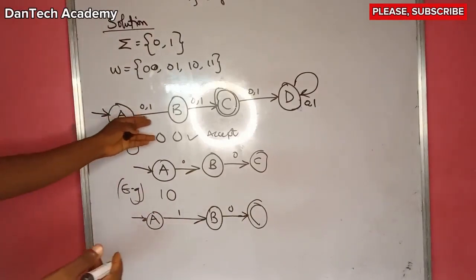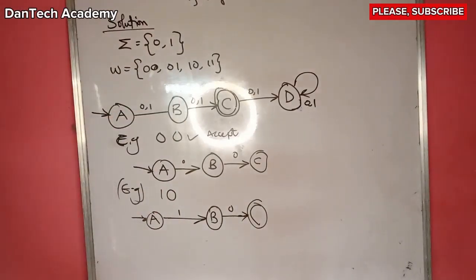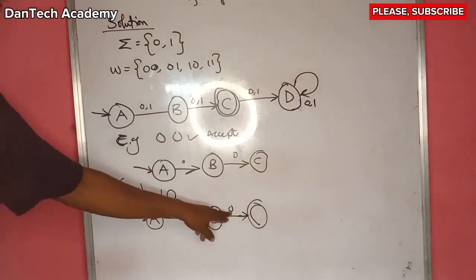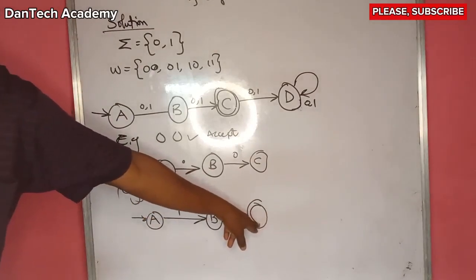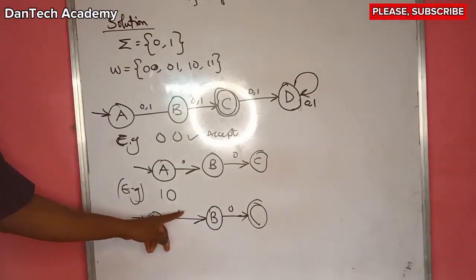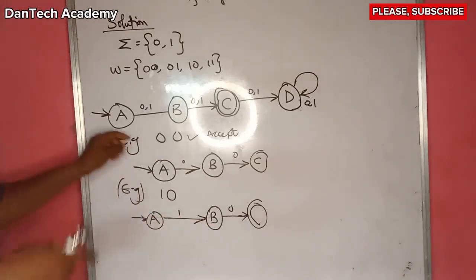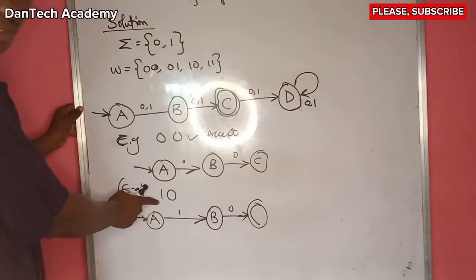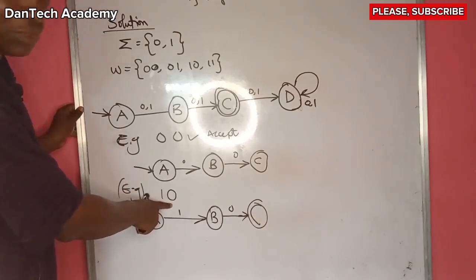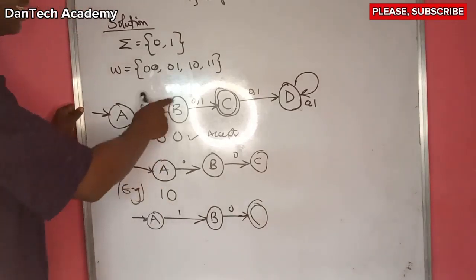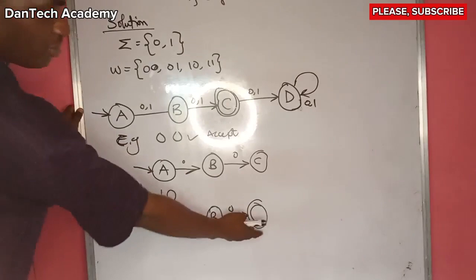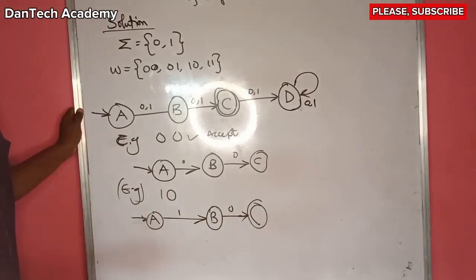Let's check. What enters state A? 1. State A, then state B, 0, and it leads us to state C. 1 enters state A, 1 enters state B, 1 enters state A, and from this it leads us to state B. We still have 0 here now. So 0 enters state B. If 0 enters state B, it leads us to state C. That's what we have here. It's accepted.